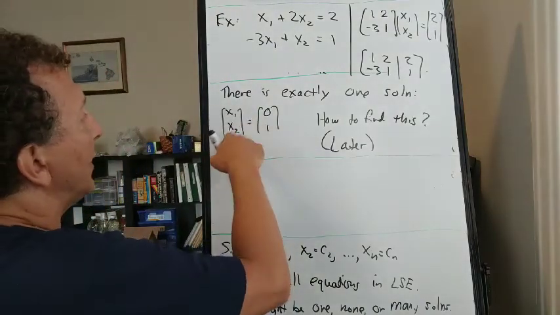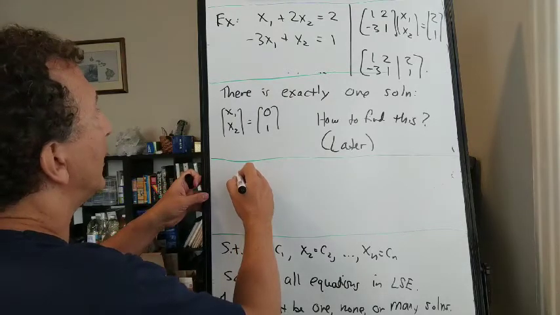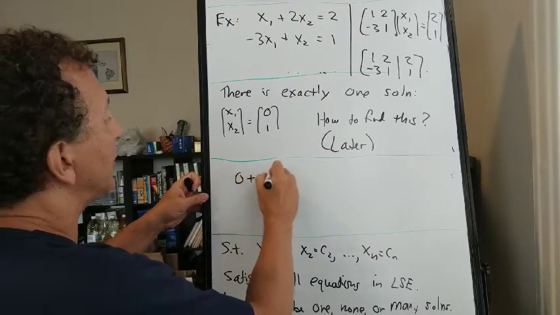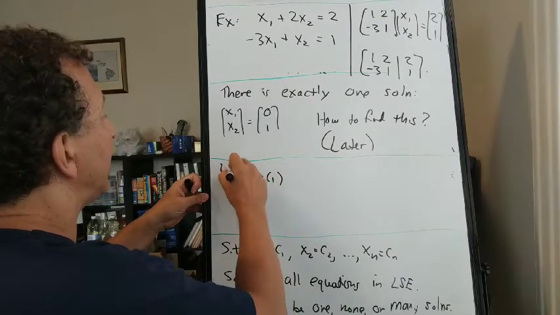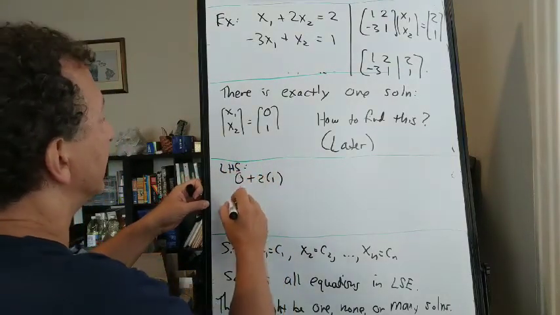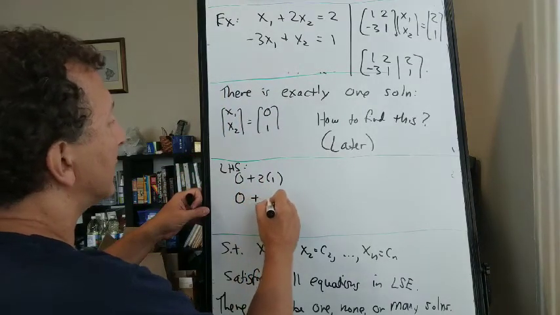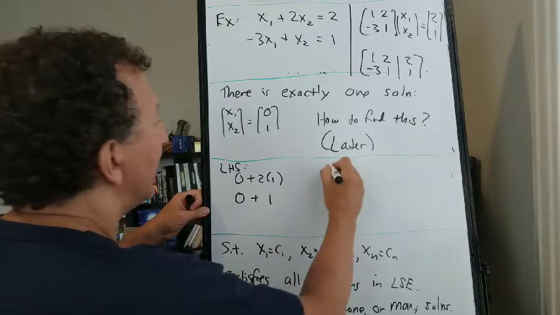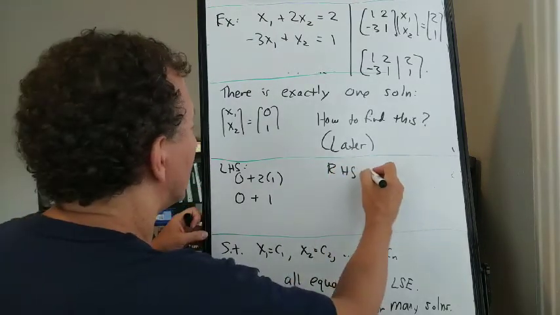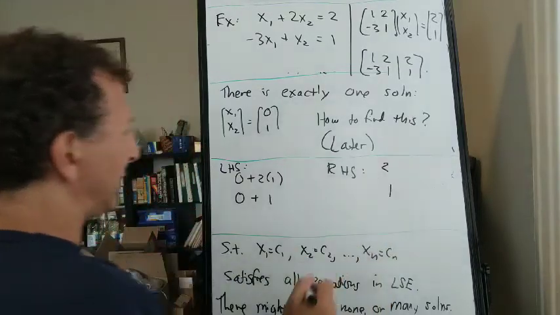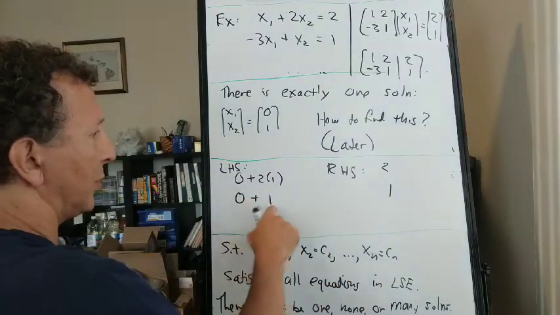So if x1 is 0 and x2 equals 1, then we have 0 plus 2 times 1 on the left-hand side, and negative 3 times 0, which is 0, plus 1. And on the right-hand side, 2 and 1. We can see that these are equal. 0 plus 2 is 2, and 0 plus 1 is 1.